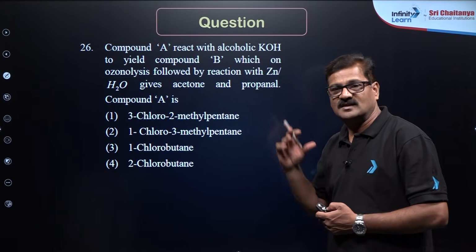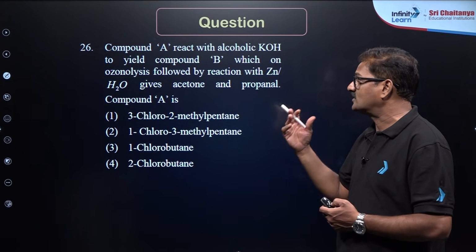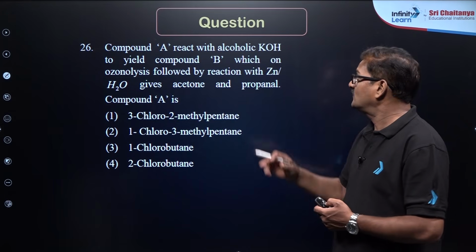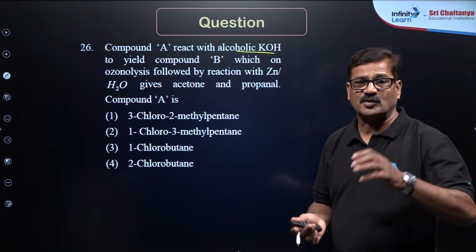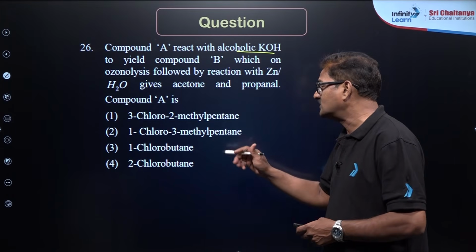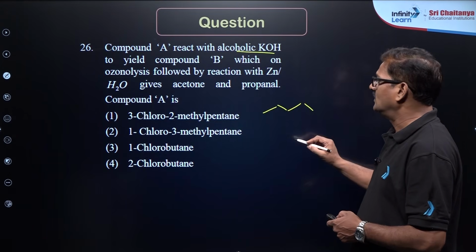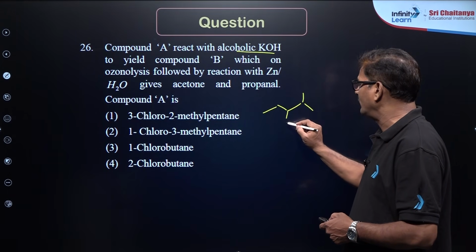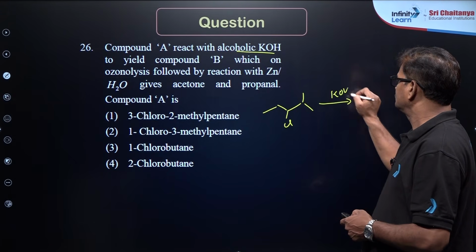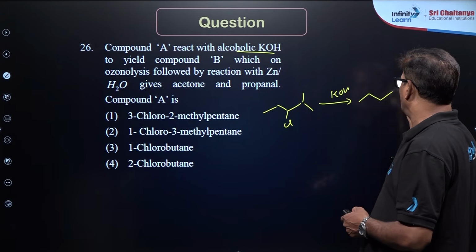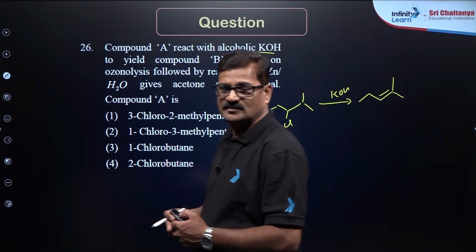Students, here is another question from organic. A compound A reacts with alcoholic KOH to yield the corresponding compound B. So whenever alcoholic KOH is used, a haloalkane is going to give you its corresponding alkene. If you consider 3-chloro-2-methyl-pentane, so this is your 2-methyl and 3-chloropentane. You are going to get KOH, and you will be having dehydrohalogenation according to Saytzeff rule.